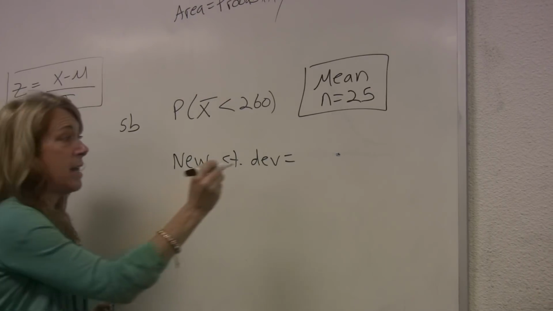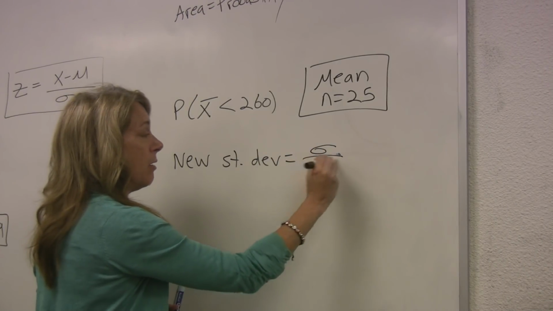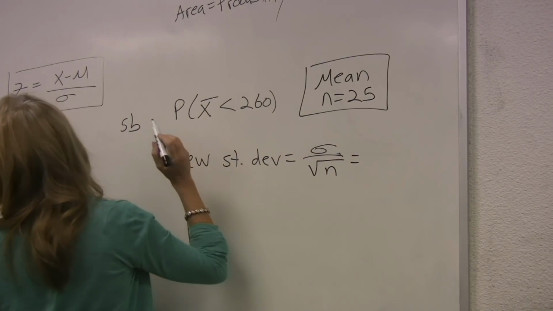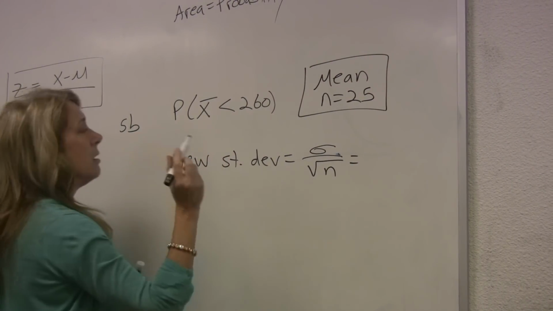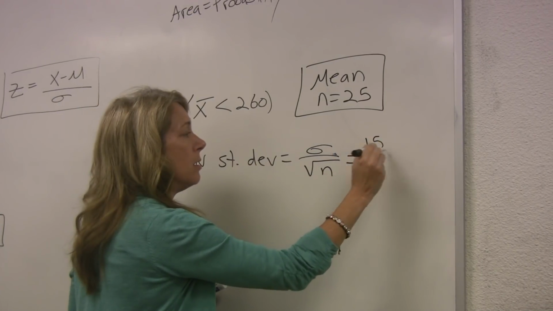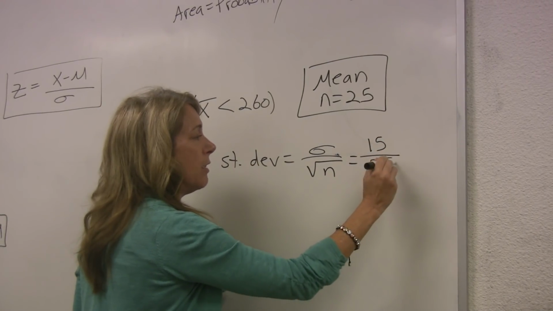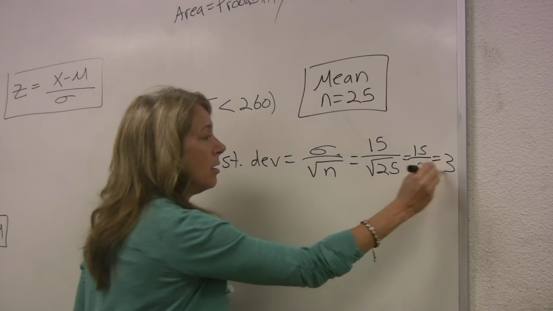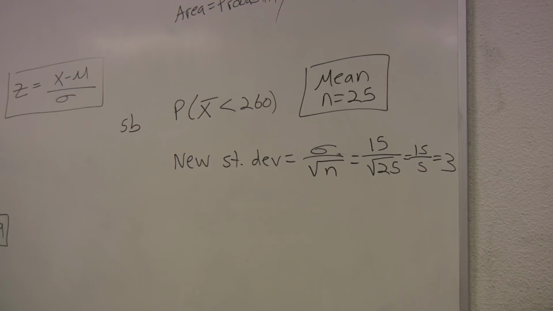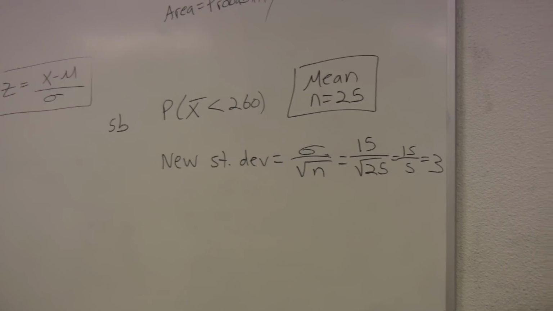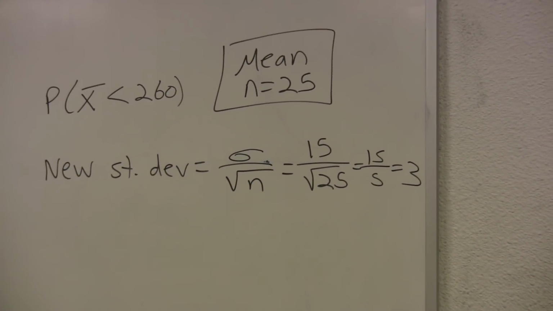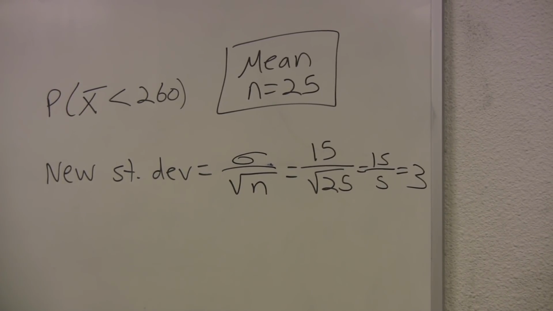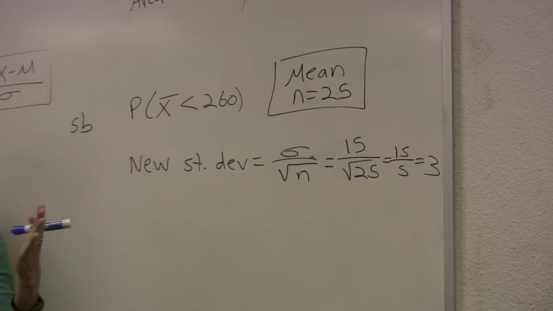We take the old standard deviation divided by the square root of n. The old standard deviation was, what was it? 15? Divided by the square root of 25. The new standard deviation is 3. Which means the averages won't be as far away from what we expected.